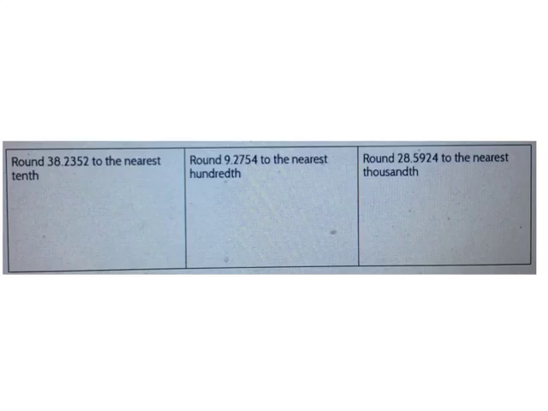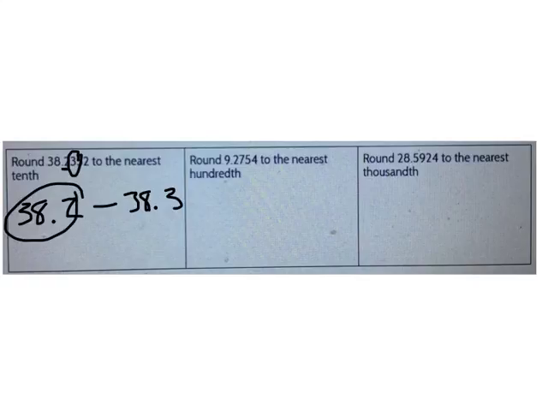Try a few more. Round 38 and 2,352 ten-thousandths to the nearest tenth. Which digit is in the tenths place? The 2 is in the tenths place. Which 2/10 is it between? It's between 38 and 2/10 and 38 and 3/10. Which one does the 3 tell us we're closer to? It's closer to 38 and 2/10.